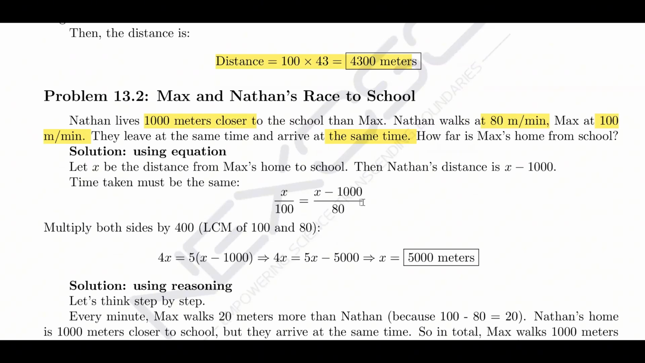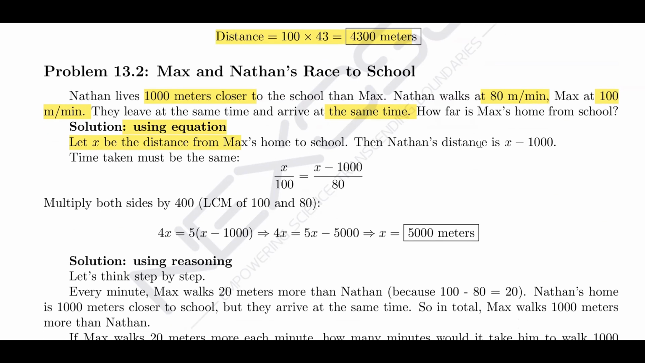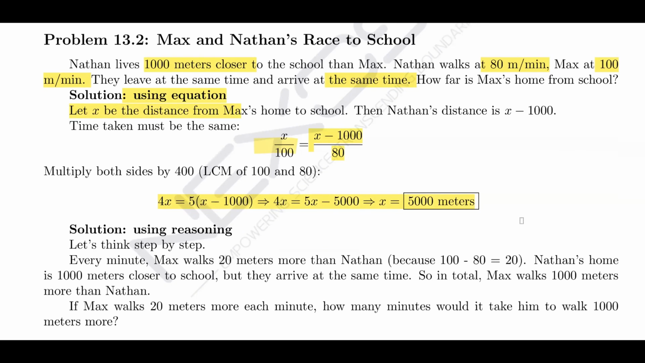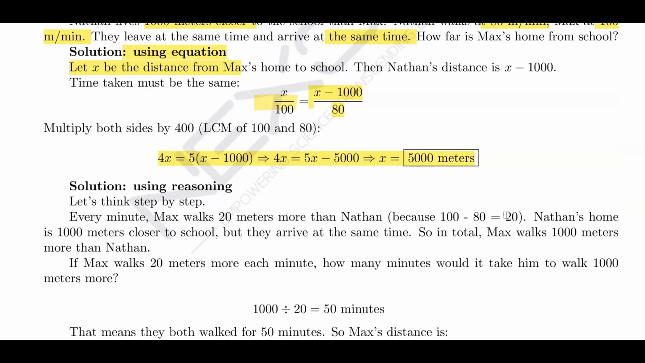First, let's solve this with the equation method. Let the distance from Max's home to the school be x. Then, Nathan's distance is x minus 1,000. Their times must be equal, so we write x divided by 100 equals (x minus 1,000) divided by 80. Solving this gives 4x equals 5 times (x minus 1,000). That simplifies to 4x equals 5x minus 5,000, which leads to x equals 5,000. So Max's home is 5,000 meters from the school.